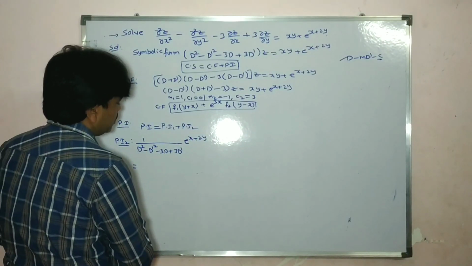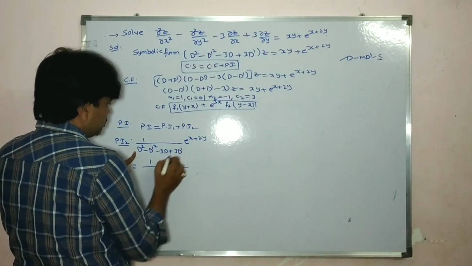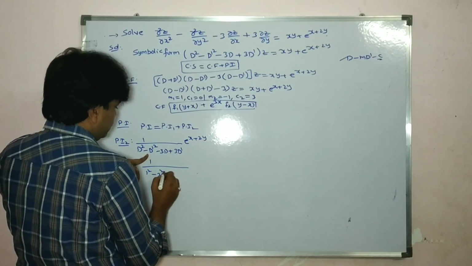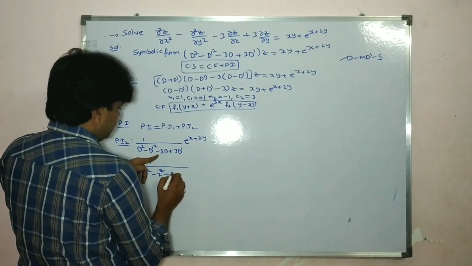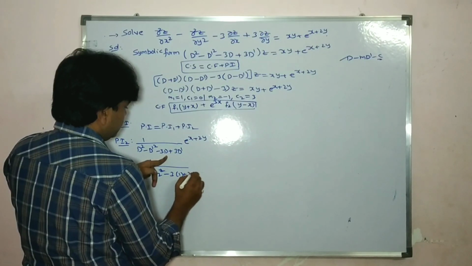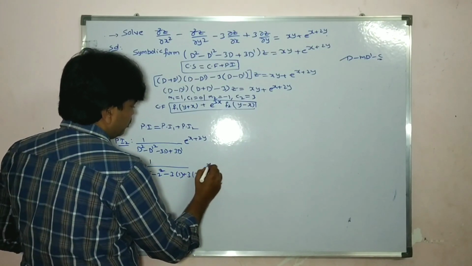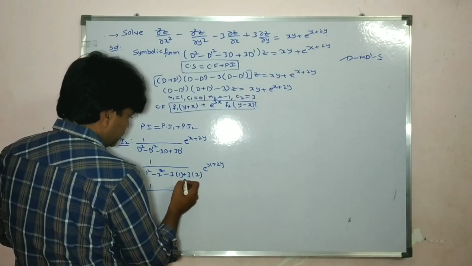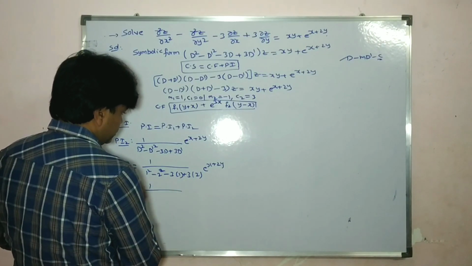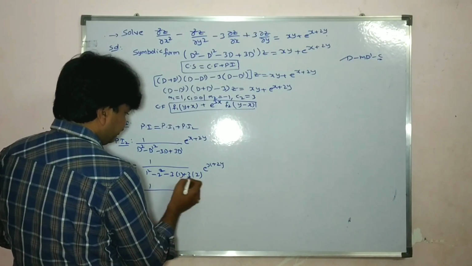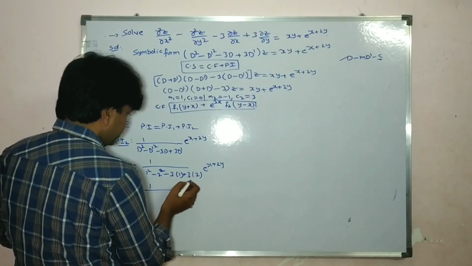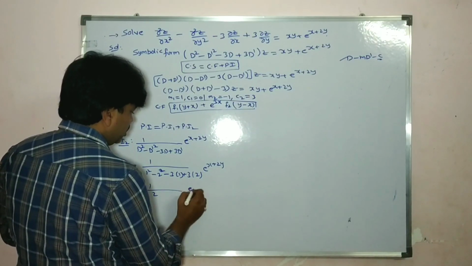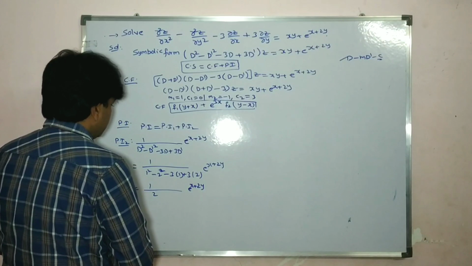E power x plus 2y equals 1 by, D is 1, so 1 square minus D dash square, which is 2 square, minus 3 into D, which is 1, plus 3D dash, which means 2, into e power x plus 2y. That equals 1 by, come on, tell me, students, 6 minus 3, 6 minus 5, we get here 1. So we get finally 1 plus 1, 2, so e power x plus 2y.